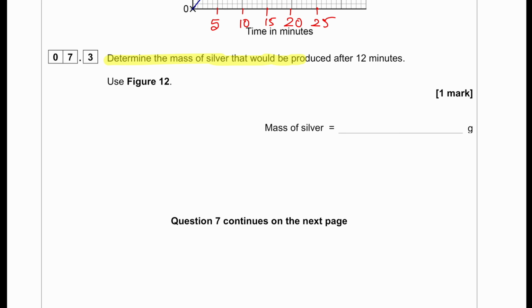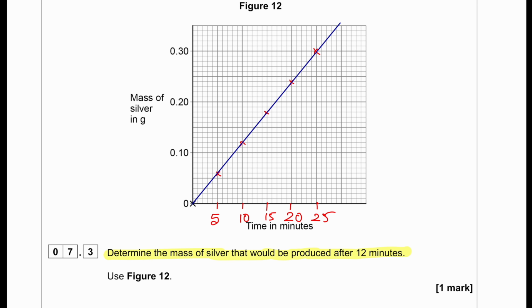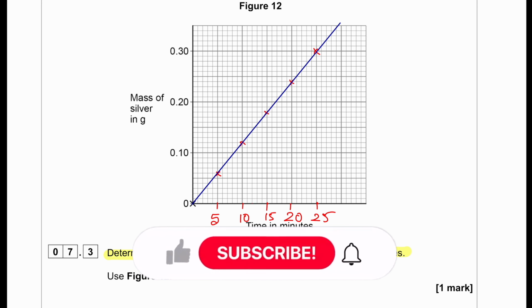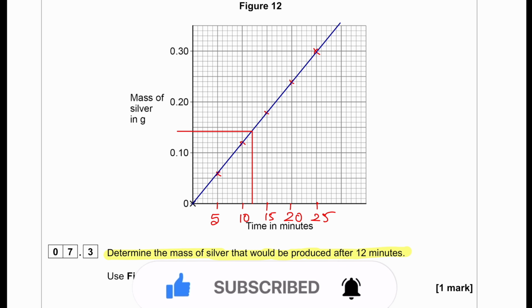Determine the mass of silver that would be produced after 12 minutes. So to find out the mass of silver at 12 minutes, we'll have to extrapolate. We'll draw a line at 12 minutes. We're going to draw a line on the y-axis at 12 minutes. Okay, 0.11, 0.12, 0.13, 0.14.